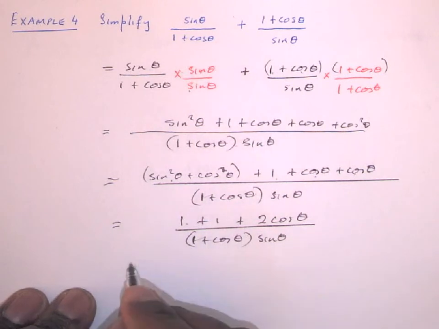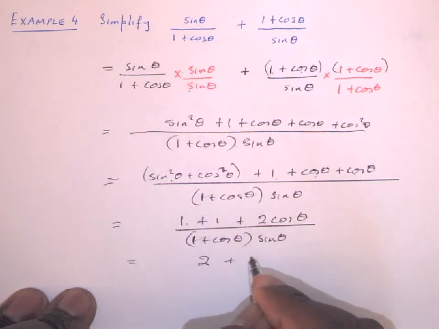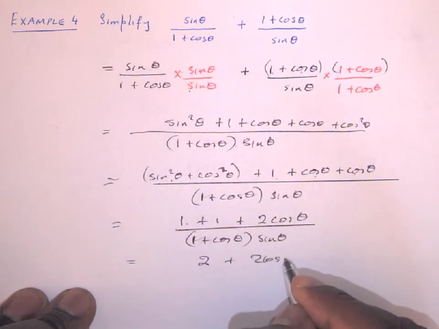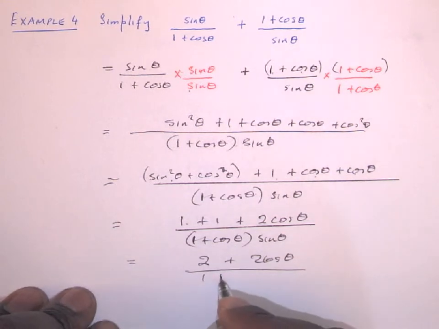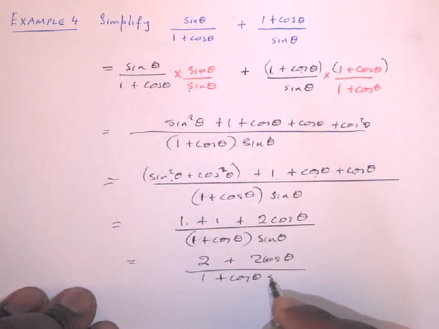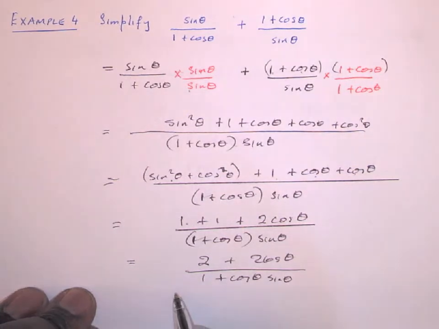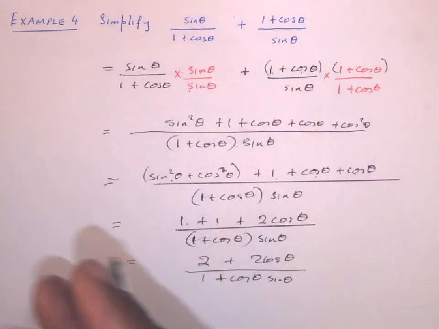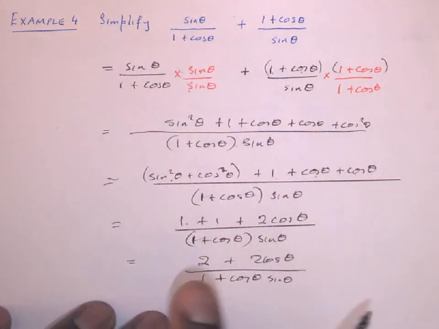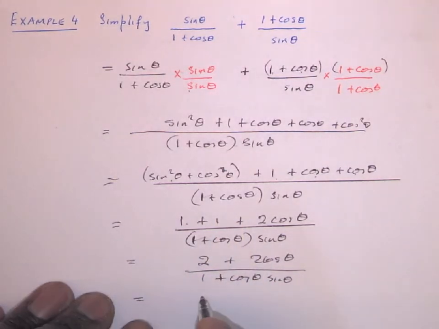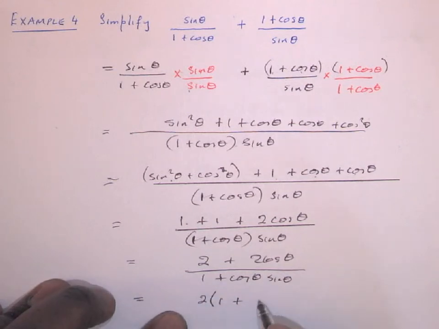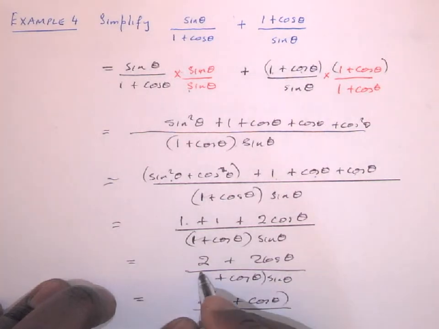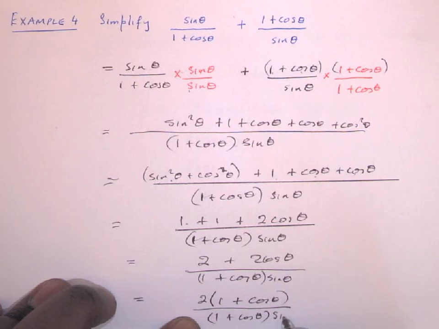Now 1 plus 1 is 2. So on top I've got 2 plus 2 cos of theta, which is divided by 1 plus cos of theta times sine of theta. Now if you look at the top there, I can factorize that. If I were to factorize that, let's check what we see. There's a common factor there. It is 2 into 1 plus cos theta, divided by, in brackets, 1 plus cos of theta, then times sine of theta.